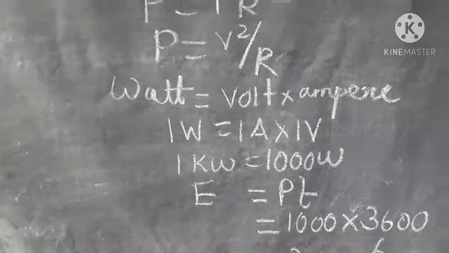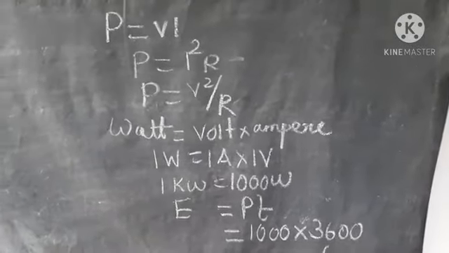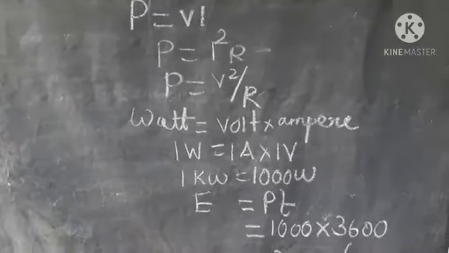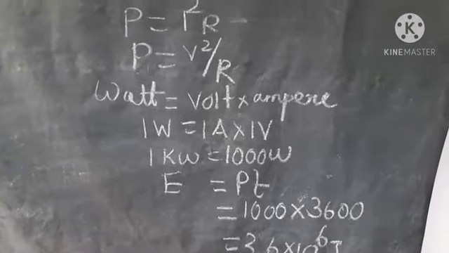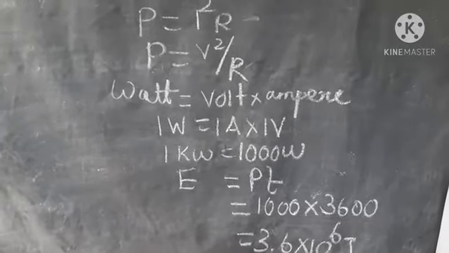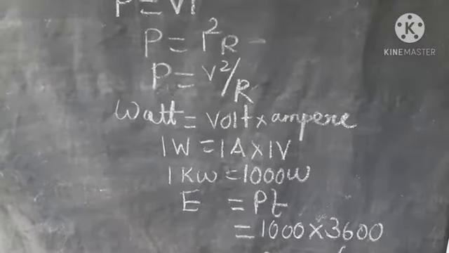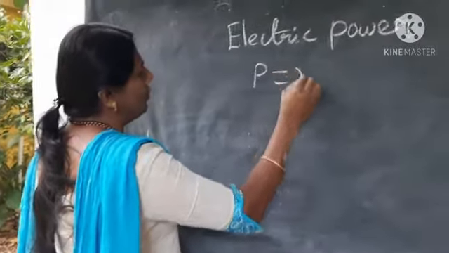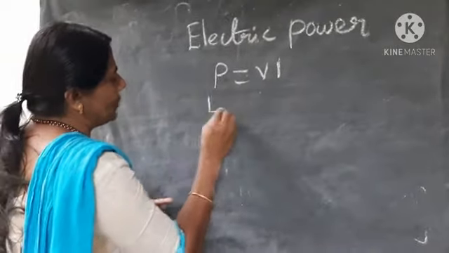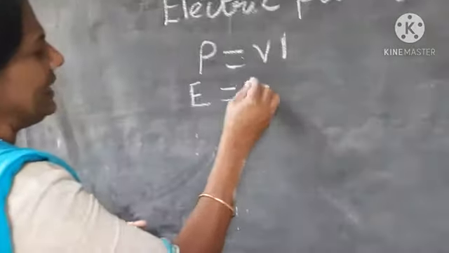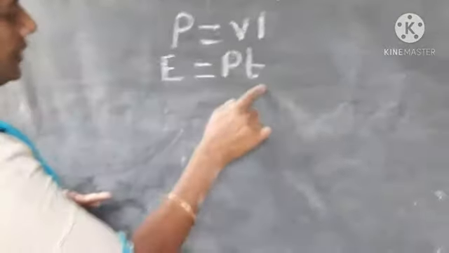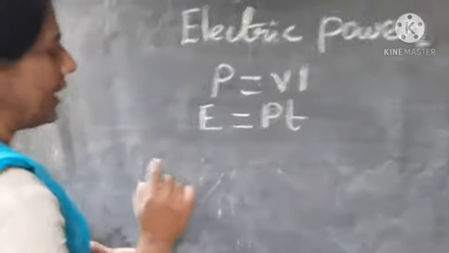Now you have learned some more formulas. One is P is equal to VI, another one is P is equal to I square R, then P is equal to V squared by R, then E is equal to P into T. We can solve some problems based on these formulas now. P is equal to VI, and energy is always used in the form of the letter E. It is equal to P into T. So, these two formulas you have learned today. Based on them, you can solve your problem.